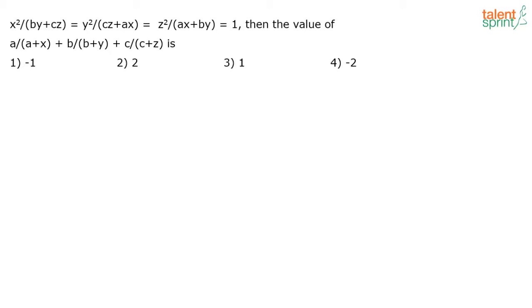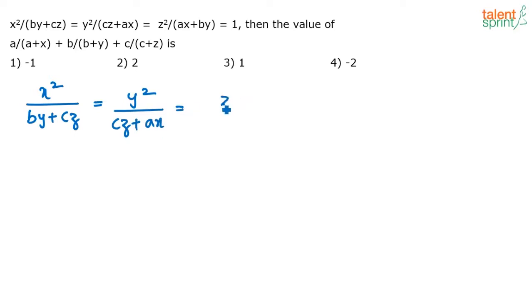So shall we take this up? Let's see. The question here says: x squared upon by plus cz equals y squared upon cz plus ax equals z squared upon ax plus by.